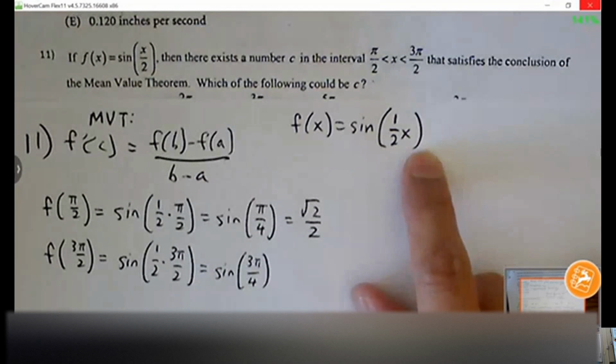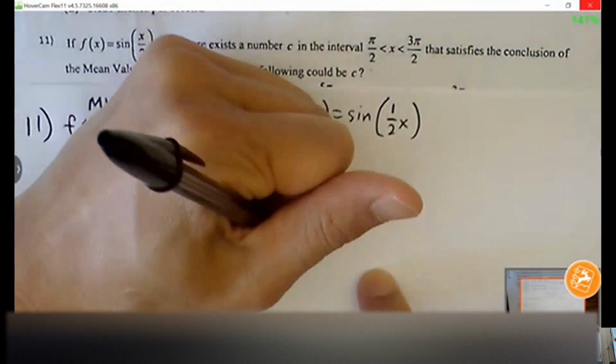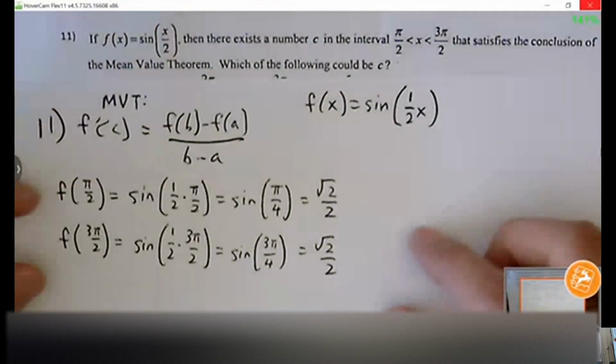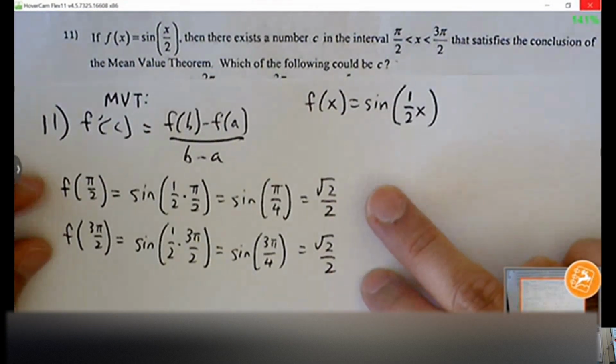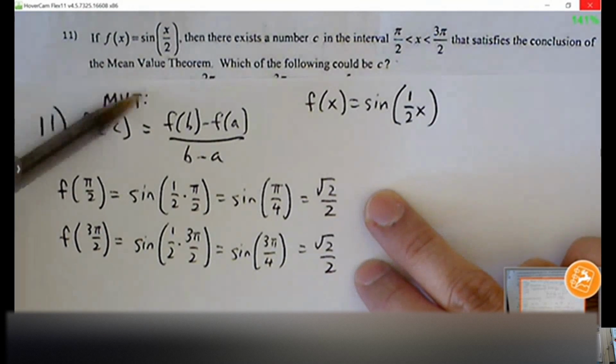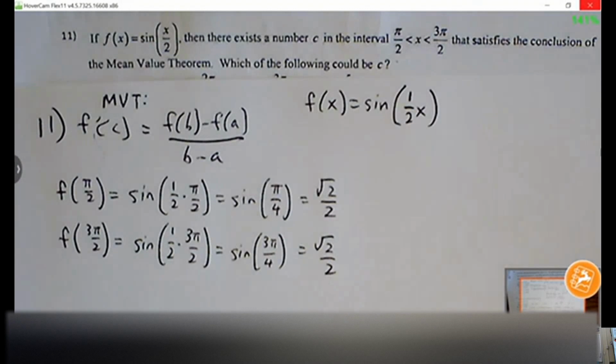Sine 3 pi over 4 is in the second quadrant. It's also going to be root 2 over 2. So technically, this could have been what? It says mean value theorem, but technically this could also be Rolle's theorem. But just understand that Rolle's theorem is just kind of like a subset of mean value theorem. So it's still a mean value theorem.